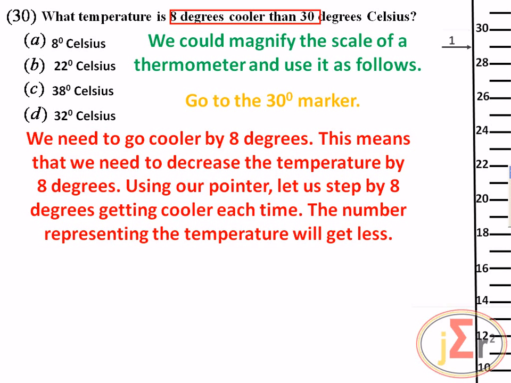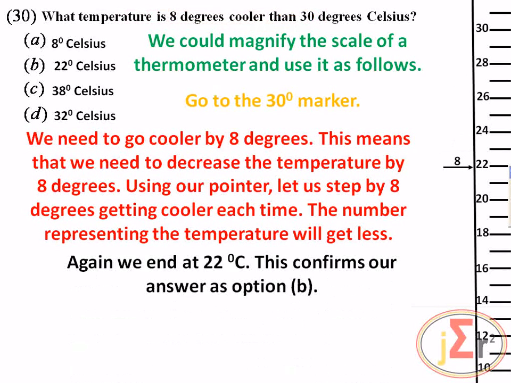So let us go. Step by 8. 1, 2, 3, 4, 5, 6, 7, 8. There we go. We have 22 degrees Celsius. So let us do that again. We are at 30 and 8 degrees cooler. 2, 3, 4, 5, 6, 7, 8. Again, we end at 22 degrees Celsius. This confirms our answer as option B.